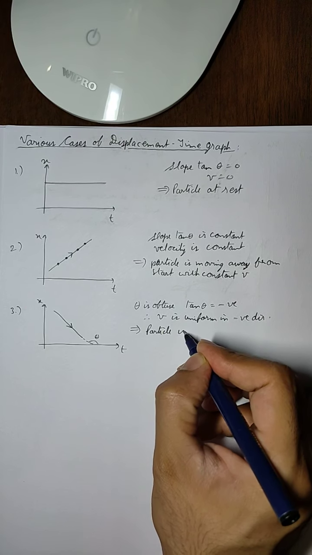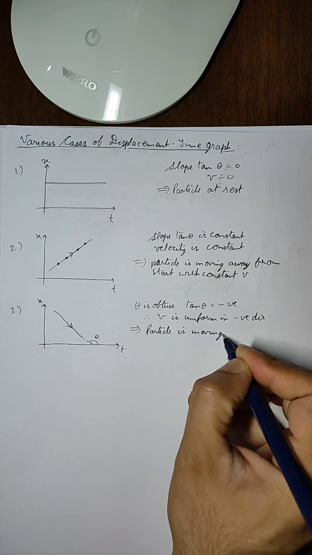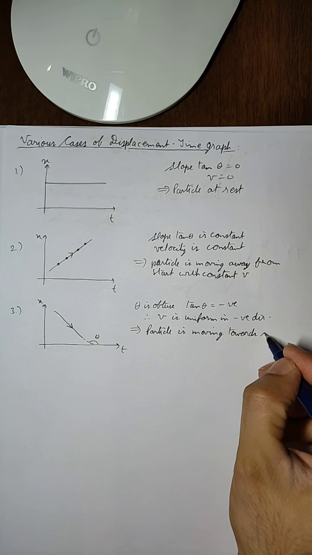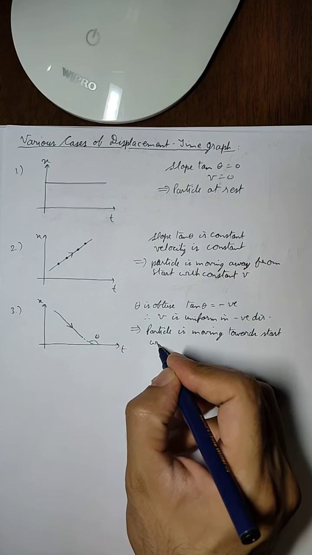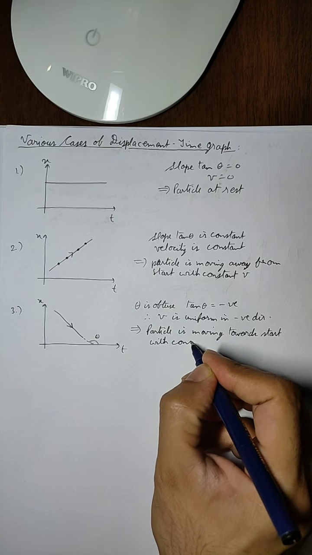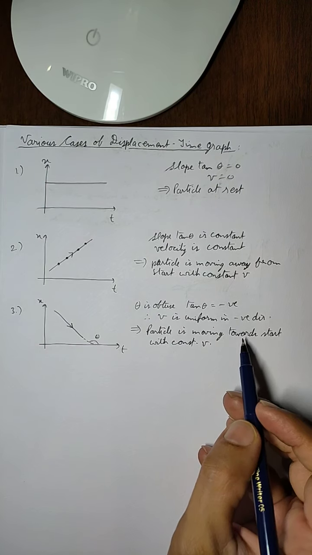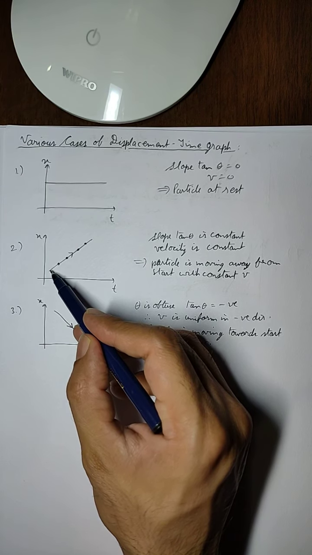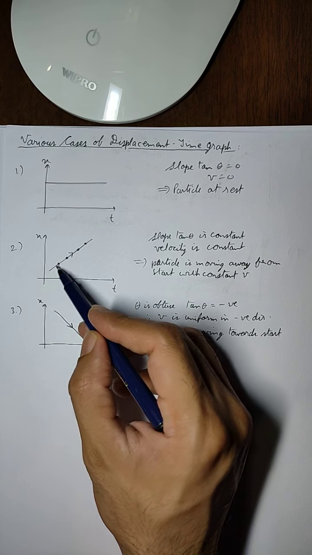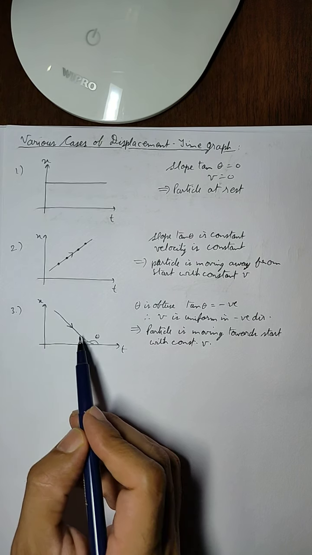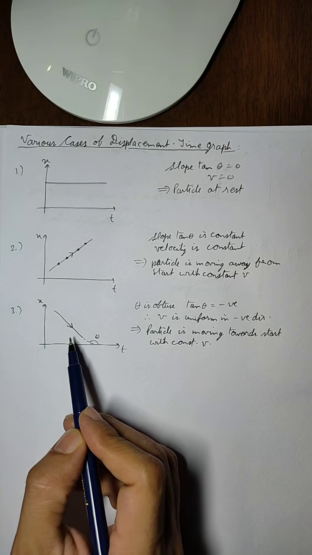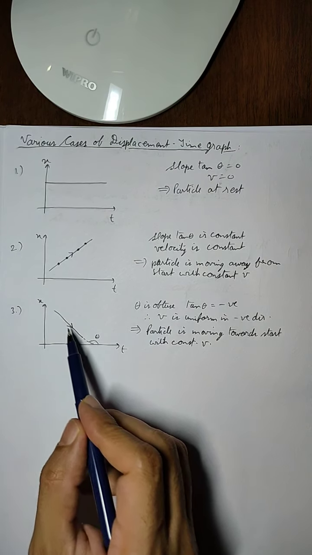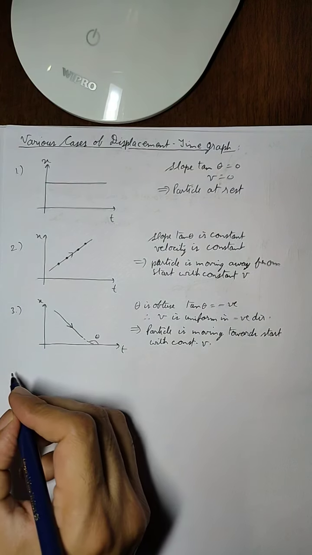So if a particle is doing this kind of motion, then for that particle we can write that the particle is moving towards its starting point with constant velocity. Moving towards the starting point because velocity is negative. If velocity being positive meant the particle is moving away, then velocity negative means the particle is coming towards the starting position, and it is with constant velocity because the slope is not changing, so that means the velocity is not changing.